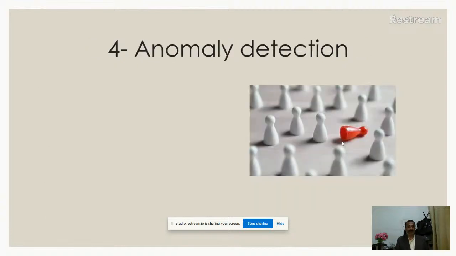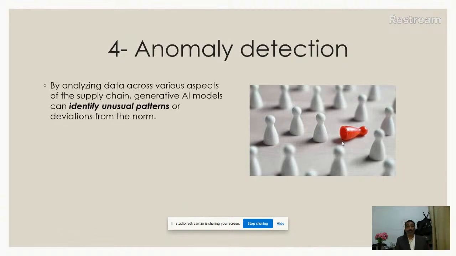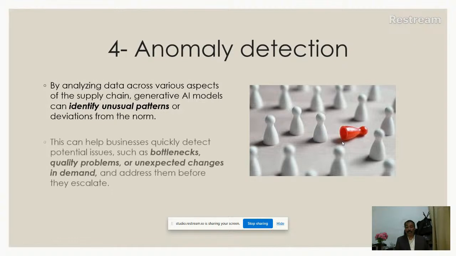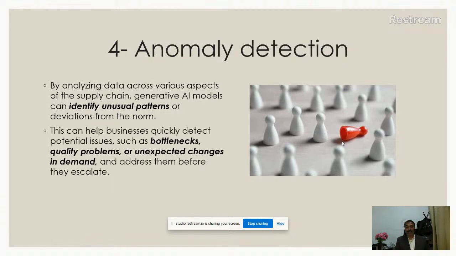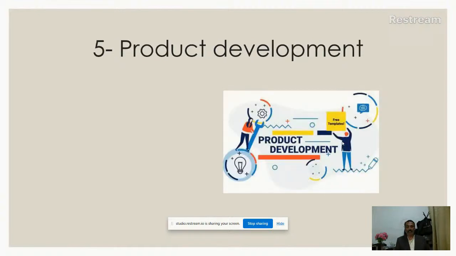The fourth area could be anomaly detection. Possibly, even in the supply chain, there is a possibility of fraud happening. So it can assist us to detect such fraud, especially in identifying unusual patterns or deviations from the norm. And by using this, we can identify not only fraud but also bottlenecks, quality problems, or unexpected changes in the demand. And of course, all these are important for the supply chain professional.